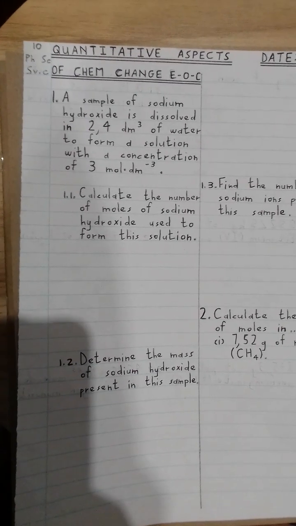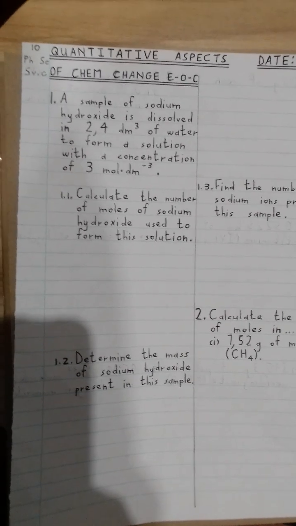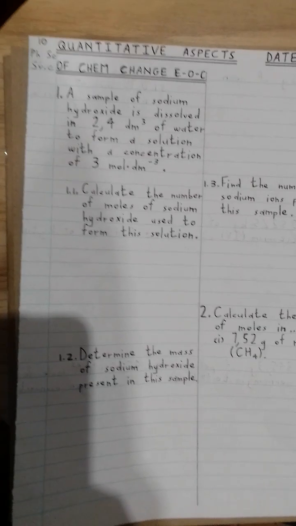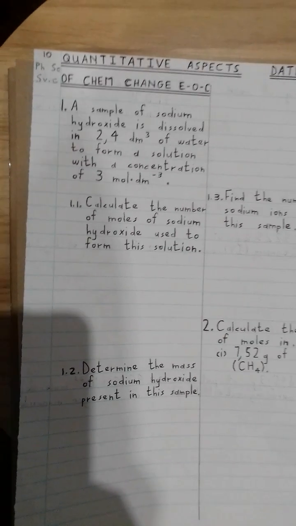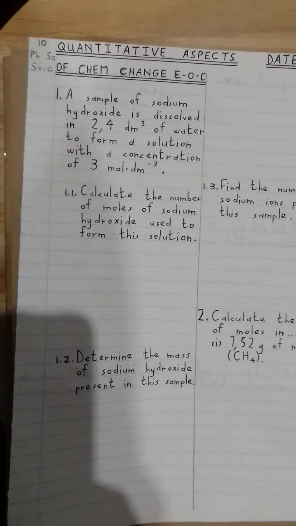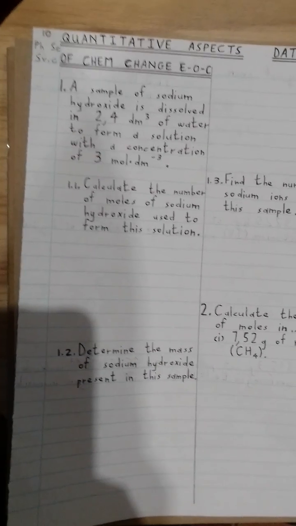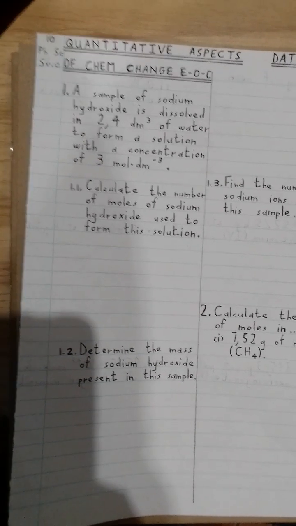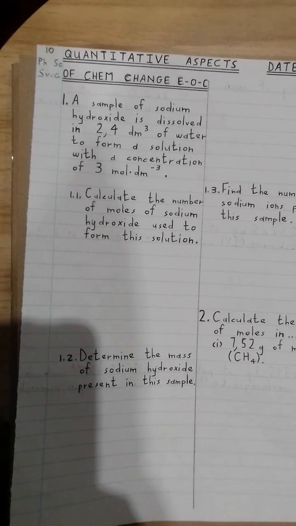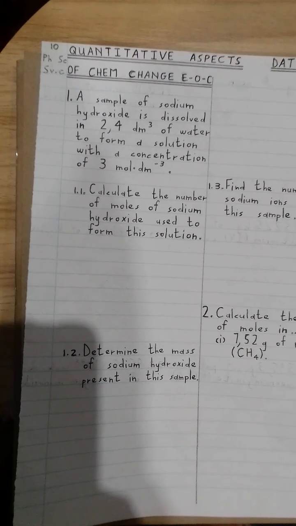Number 1 states, a sample of sodium hydroxide is dissolved in 2,4 dm cubed of water to form a solution with a concentration of 3 mole per dm cubed. 1.1 states, calculate the number of moles of sodium hydroxide used to form this solution.